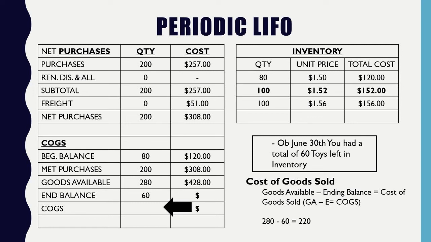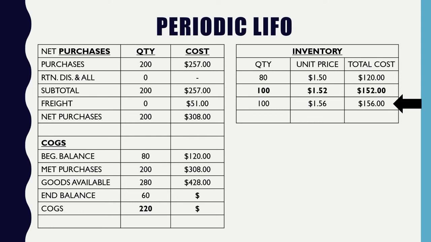So once again, we were also given this little piece of information here that on June 30th, we should have a total of 60 toys left on hand. So therefore, solving for my cost of goods sold, it's going to be 220. You're going to take your 280 and subtract the 60 to get 220.